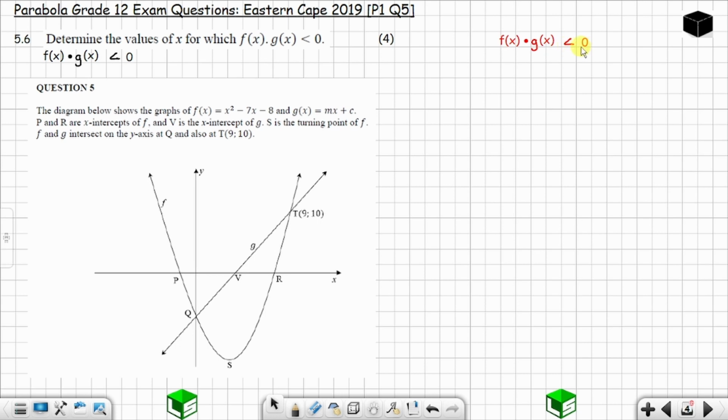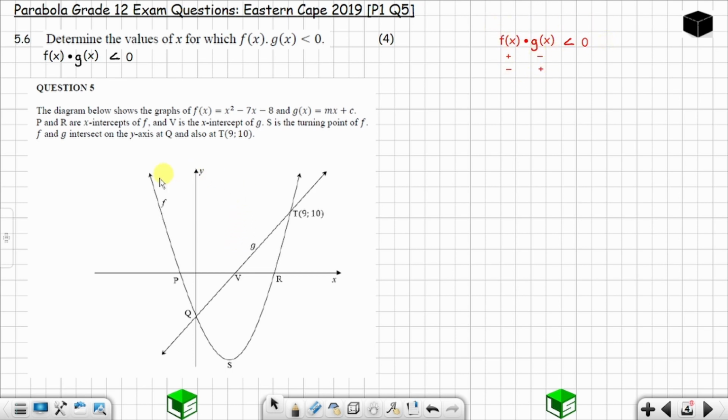The only way that you can get this satisfied is when f of x is positive and g of x is negative, or when f of x is negative and g of x is positive. You know that positive times negative is negative, and negative times positive is also negative. This is the only possible way. Either of them must be positive and the other one negative.